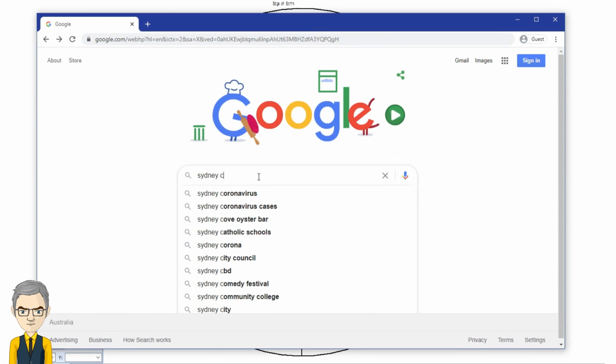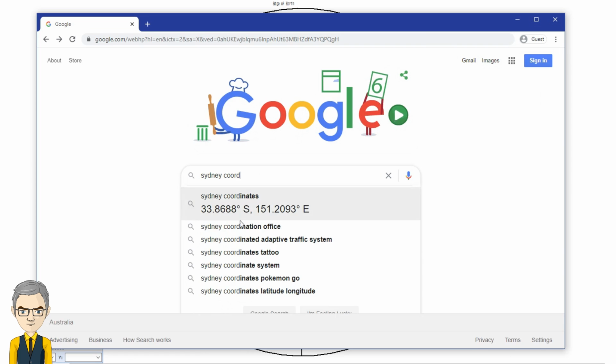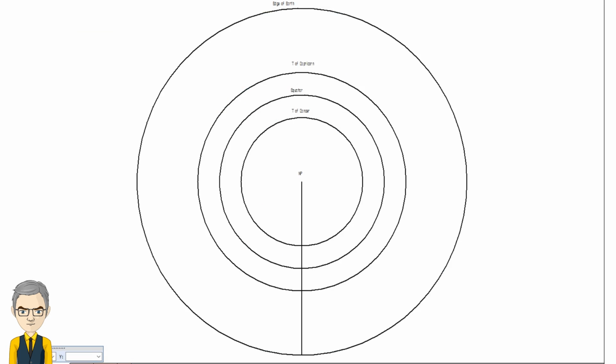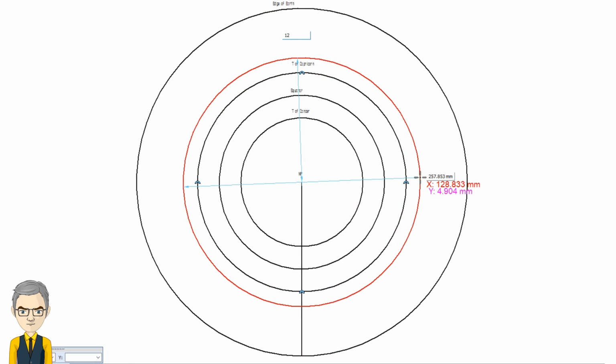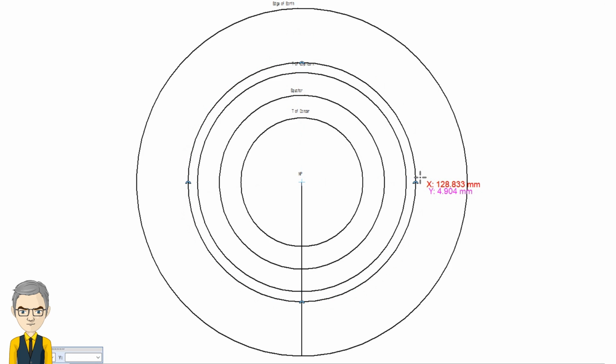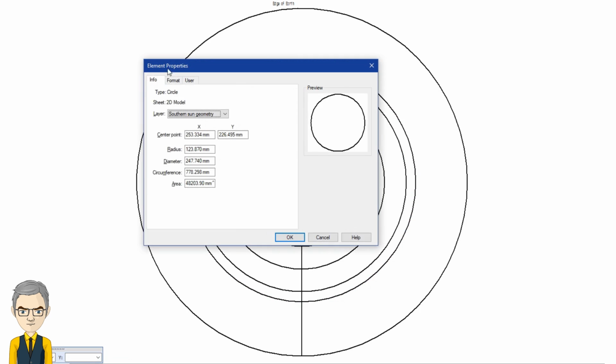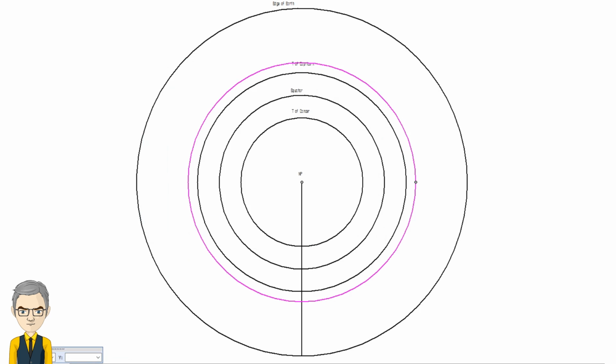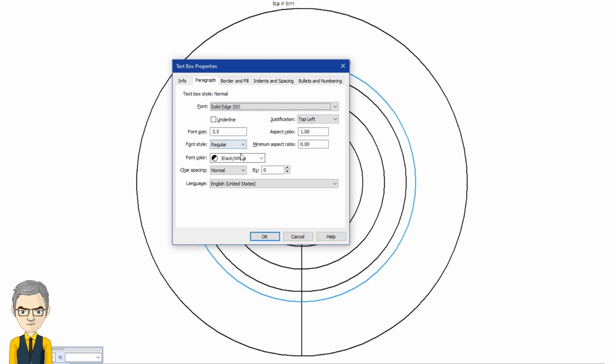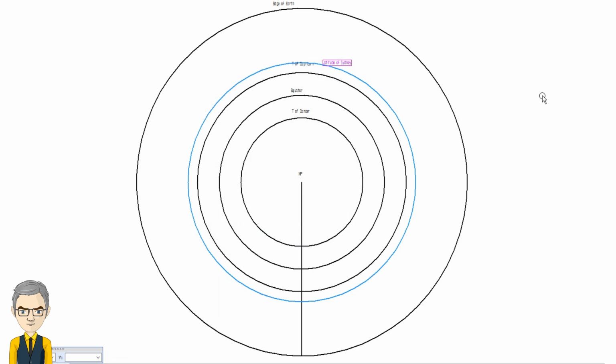A quick Google search provides the latitude for Sydney, 33.87 degrees south of the equator. This can be represented by a circle centred on the North Pole with a radius of 123.87 millimetres. Where this circle and the line of longitude intersect will represent the location of Sydney on our model. This now gives us a rather simple scale model of the flat Earth.